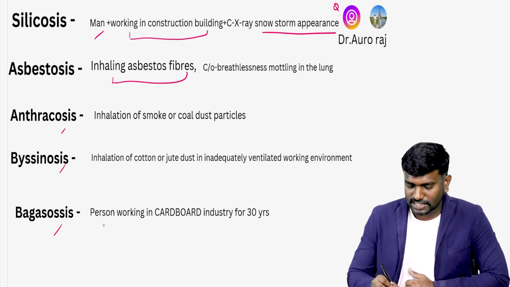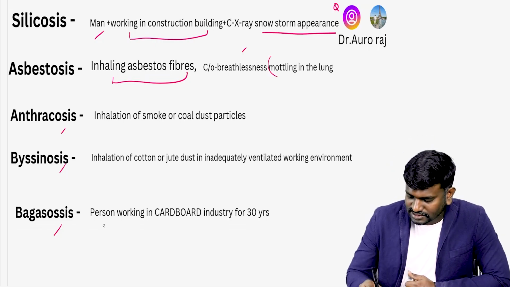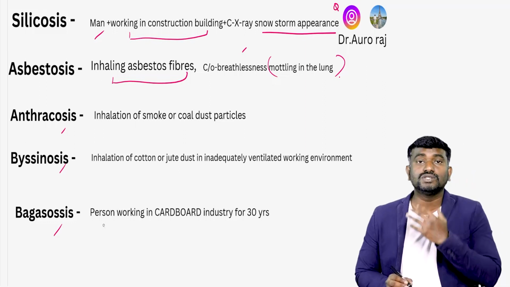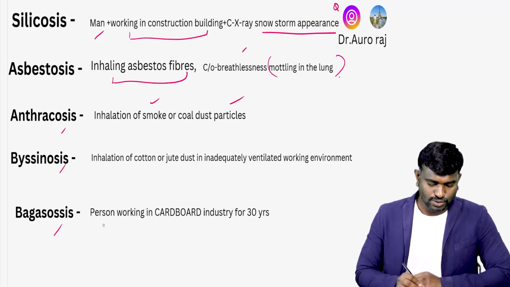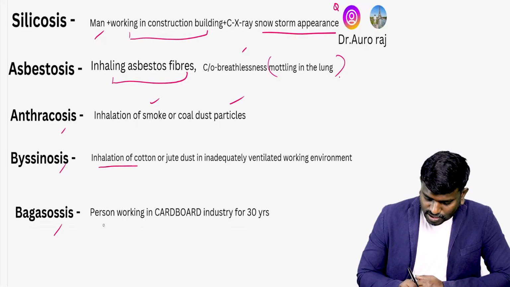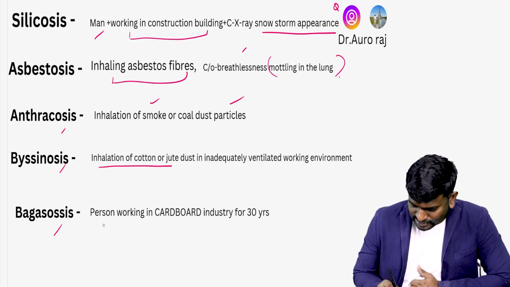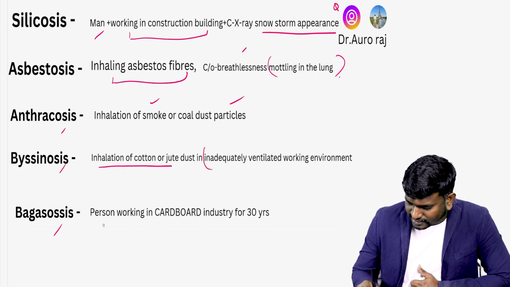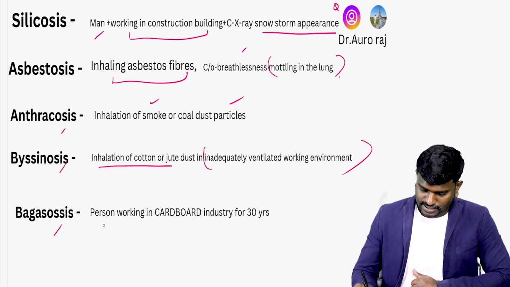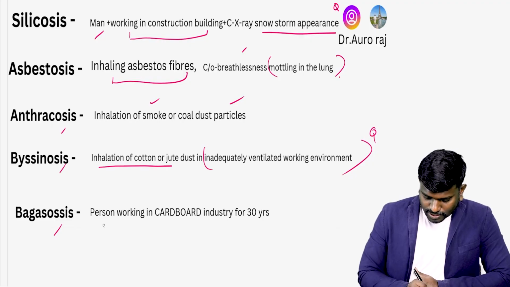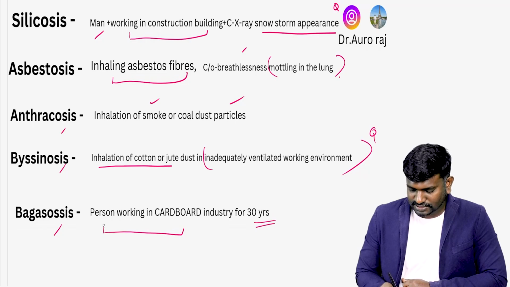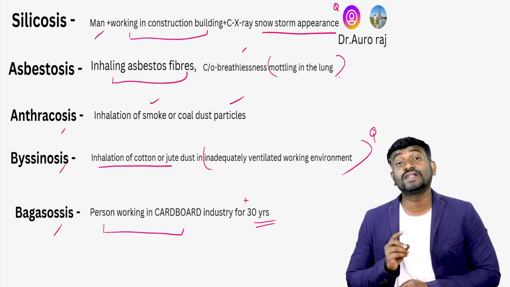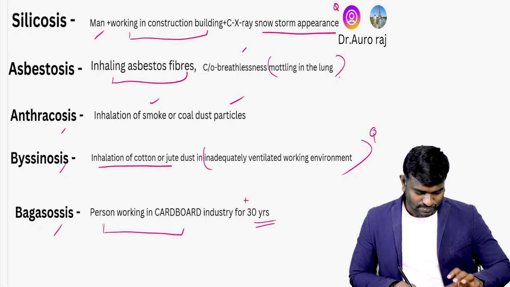Patient will present with complaints of breathlessness and mottling is seen in the lung. Anthracosis is due to inhalation of coal or smoke dust particles. Good. Byssinosis is going to be inhalation of cotton or jute dust, purely due to inadequately ventilated working environment. Question. Next, bagassosis, persons working in the sugarcane industry, especially for 30 plus years. Bagassosis. Good.